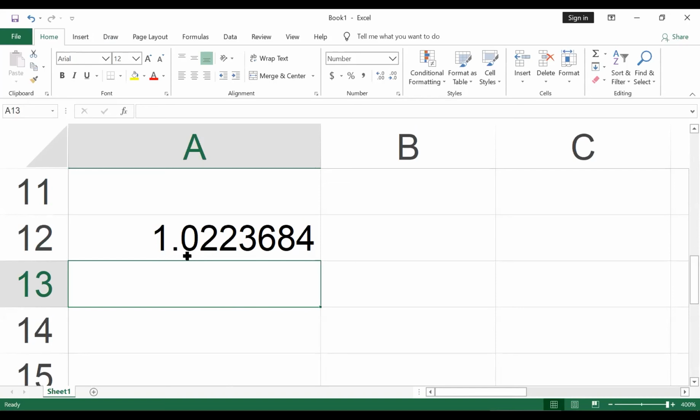Keep the 1, keep the 0, keep the 3. Those are 3 significant figures. The number to round off is 2. That's 4 or less. Drop that, and the answer is 1.02.